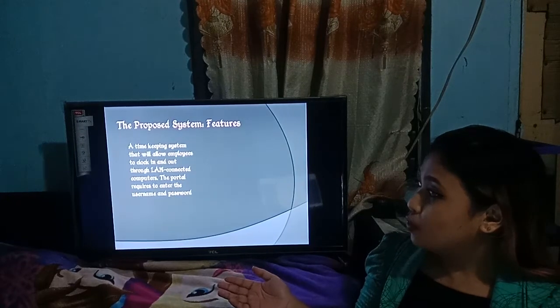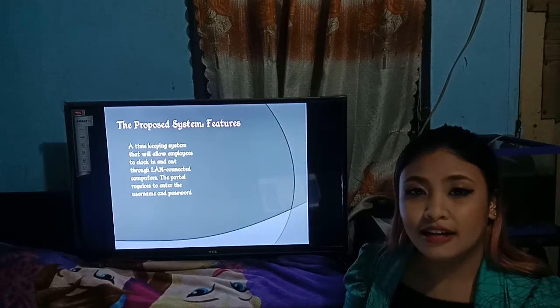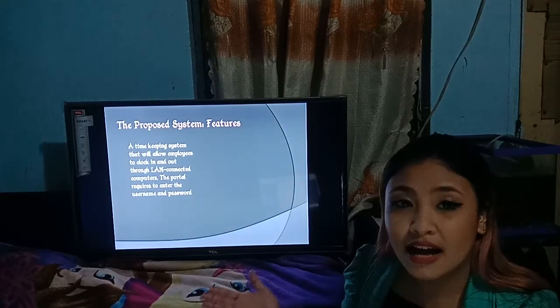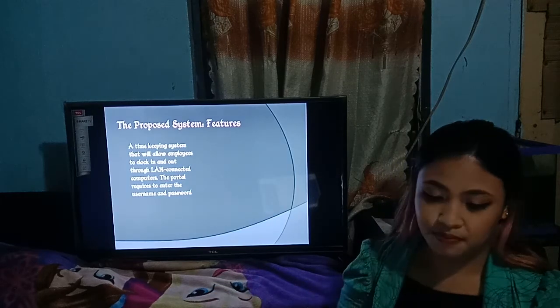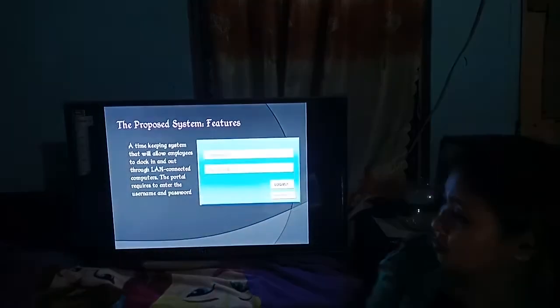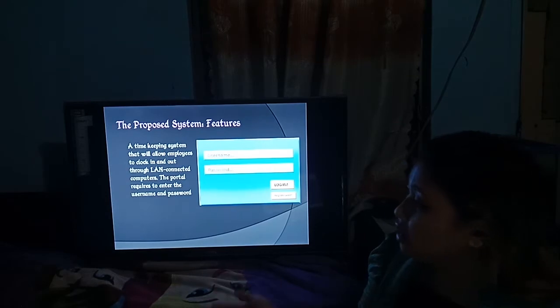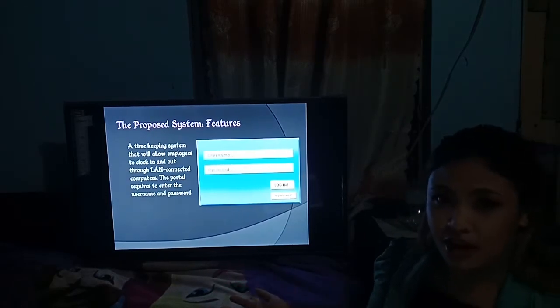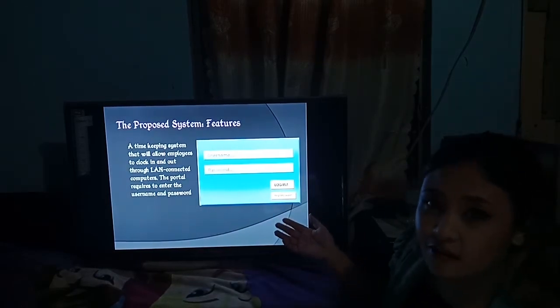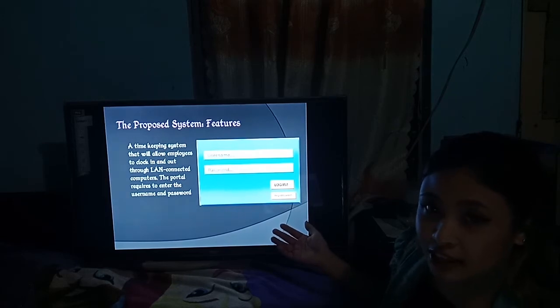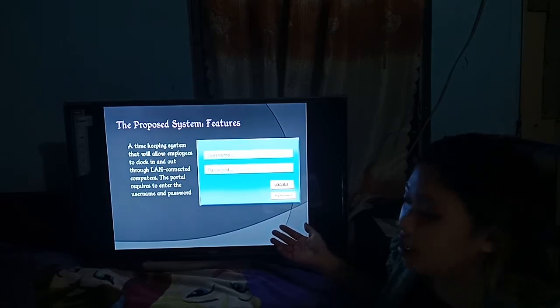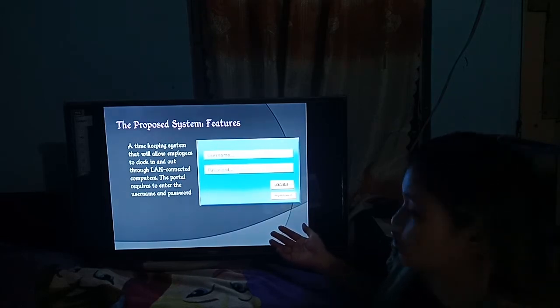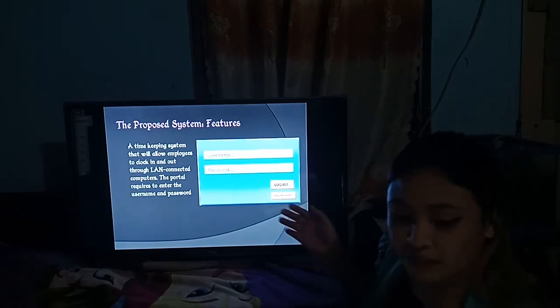The system will allow employees to clock in and clock out through LAN-connected computers. The portal requires entering a username and password. As you can see here, this is the interface of the login page. Like the usual login page that we see every day, my system also has a forgot password button.